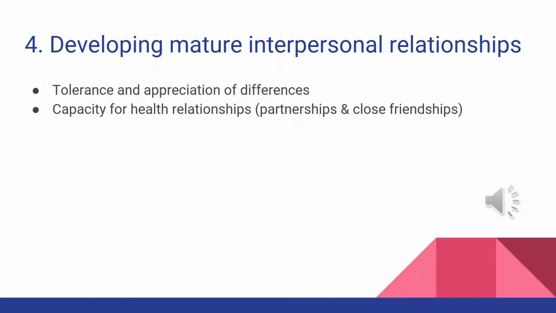Vector 4 is developing mature interpersonal relationships. This includes tolerance and appreciation of differences and people's uniqueness, and it houses the capacity for healthy relationships, both in partnerships and close friendships.